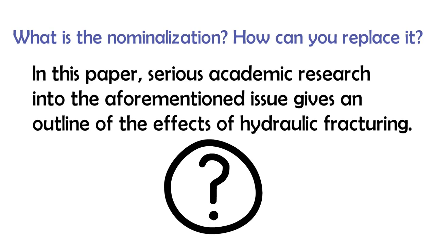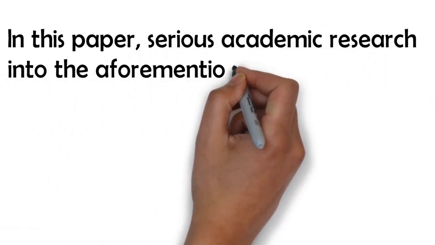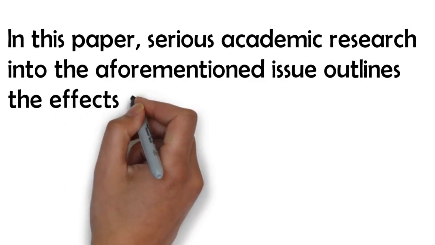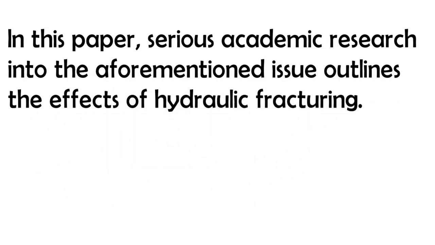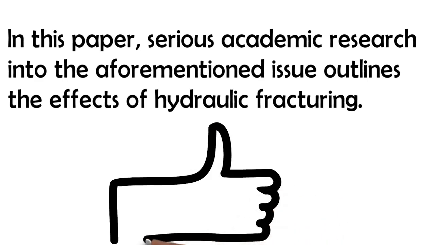Okay, welcome back. Hopefully you were able to work out that the nominalization was "gives an outline of", and that we can replace all of those words by simply writing "outlines". And when we do that, we not only achieve our aim of using active verbs, we also use fewer words and so achieve the aim of making our writing more concise.